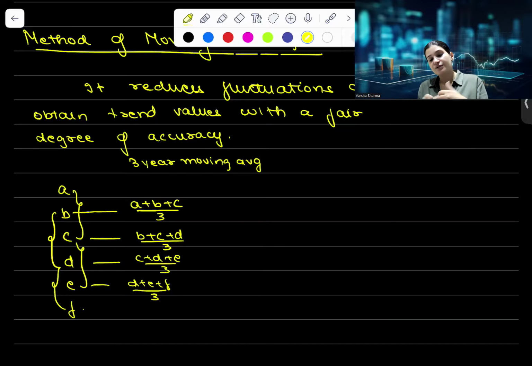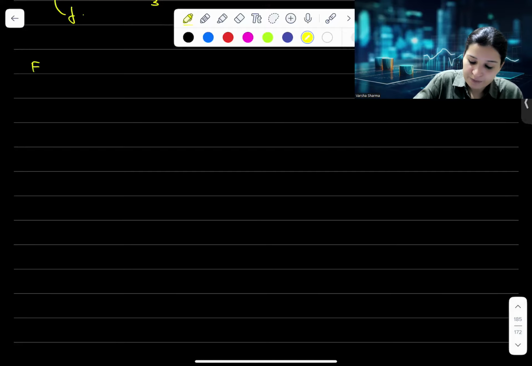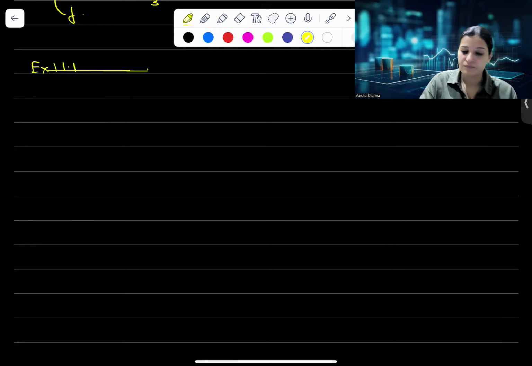If it is a 4 year moving average, then what will we have? A plus B plus C plus D by 4. The next will be B plus C plus D plus E by 4, and so on. Everybody understood? Yes, ma'am. Now, for a 4 year or a 6 year, that is an even number of years, it is slightly different. For an odd number, it is normal. Okay, so let's try the exercise. Exercise 11.1.